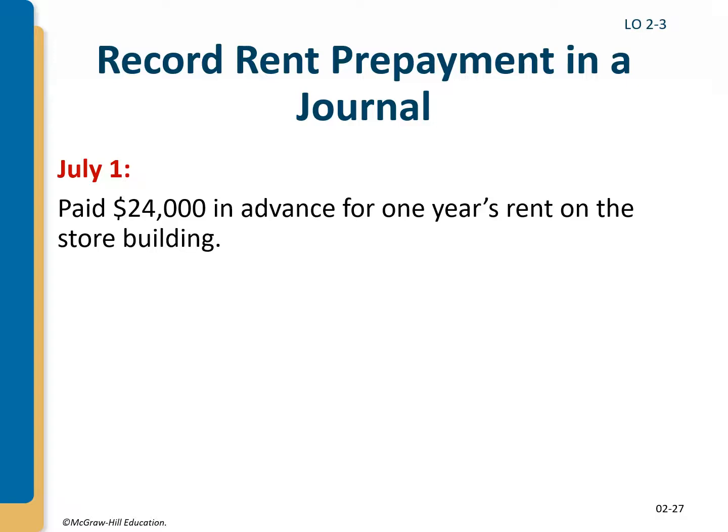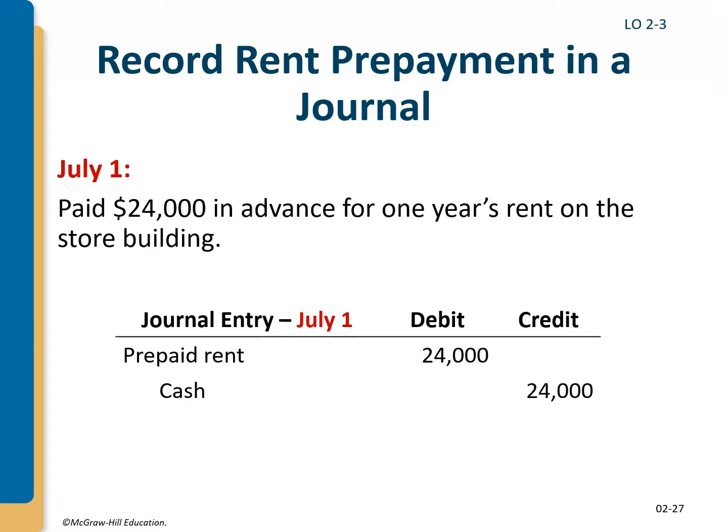So, as of today, we have an asset because the rent is owed to the company. So we debit the asset, prepaid rent, increasing it on the debit side to show that amount is owed to the company. We decrease the asset cash because we paid cash out, and we do that on the credit side. That is the rule for an asset.